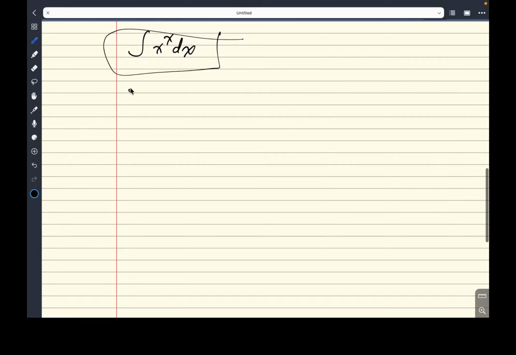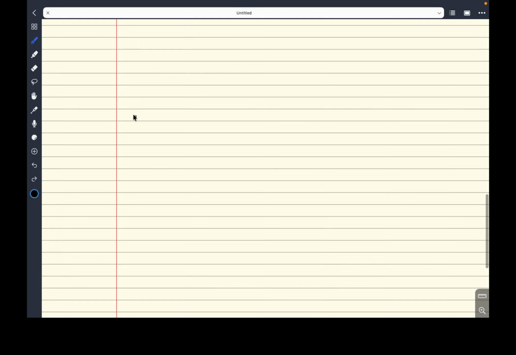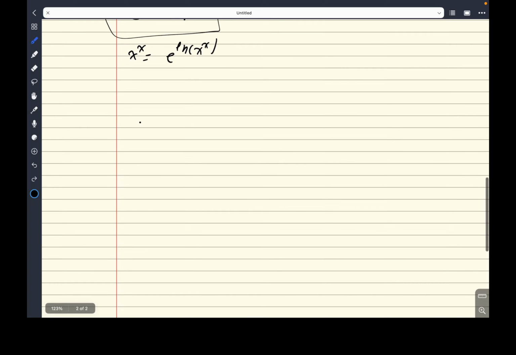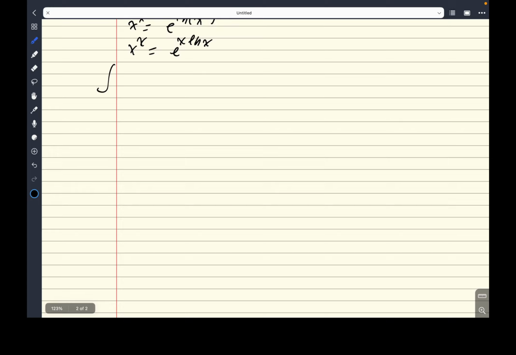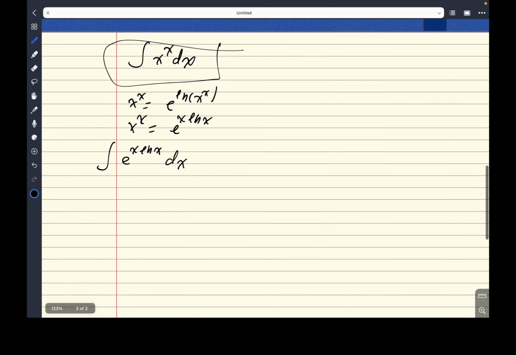Suppose that I have a function x to the x. I can write it as e to the ln of x to the x. This is the same thing. So, x to the x is e to the x ln x. Now I can write this function as the integral of e to the x ln x dx.